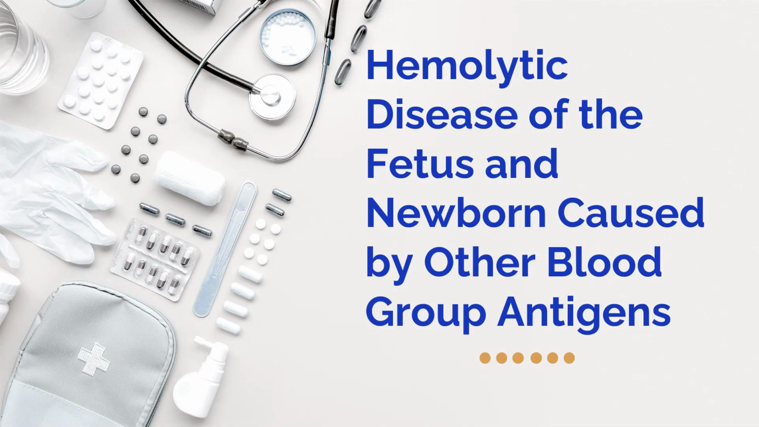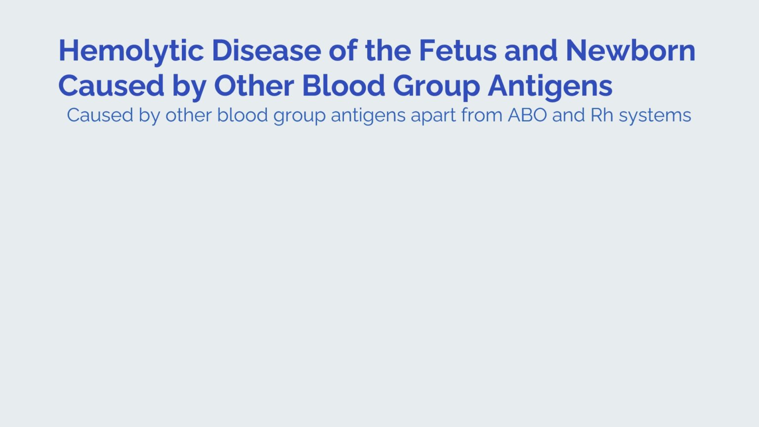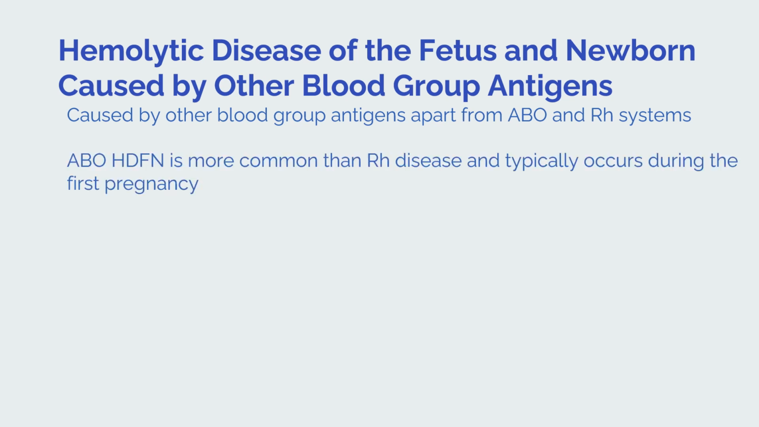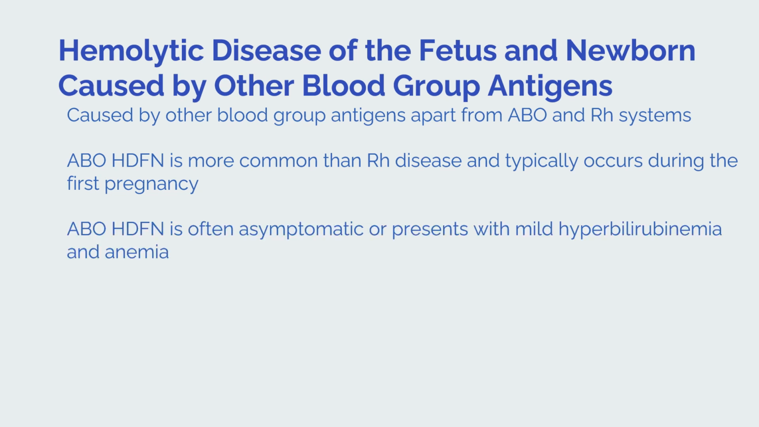Hemolytic disease of the fetus and newborn caused by other blood group antigens. Hemolytic disease of the fetus and newborn, HDFN, can also be caused by other blood group antigens apart from ABO and Rh systems. ABO HDFN is more common than Rh disease and typically occurs during the first pregnancy. Unlike Rh disease, ABO HDFN is often asymptomatic or presents with mild hyperbilirubinemia and anemia.